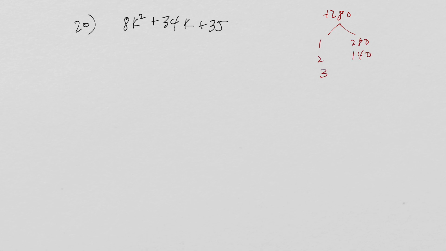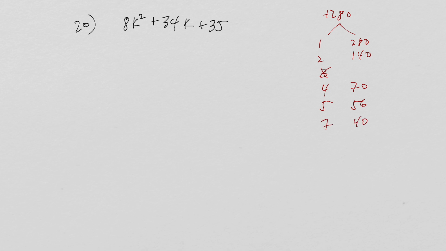Number 20 says 8k squared plus 34k plus 35. Again, I'll multiply 8 times 35. I'm just going to grab a calculator, and I get 280. So positive 280. Because it's positive, I'm looking for factors that add up to 34. And if you're not sure, just start listing them out. 3 doesn't go in there. 4 is 70. I'll just grab a calculator. 5 is 56. 280 divided by 6 doesn't work. 280 divided by 7 is 40.